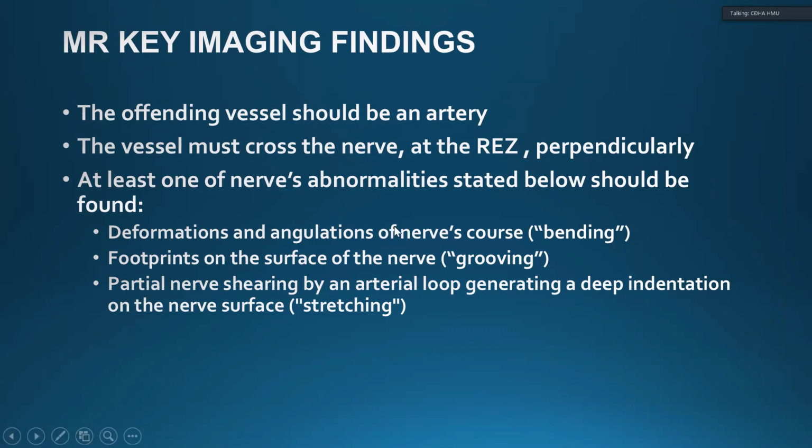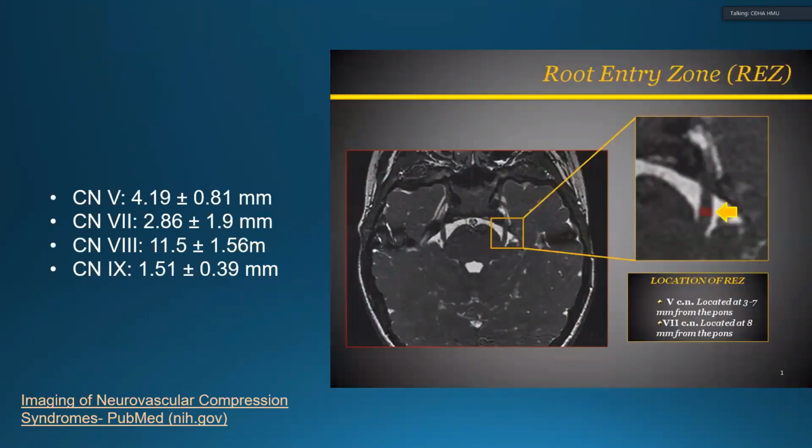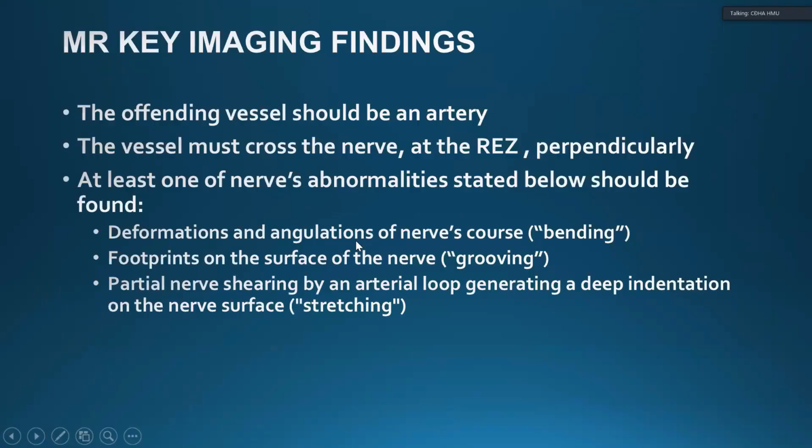when you don't see the neurovascular conflict, you should pay attention to other abnormalities of the nerve, for example, the neuritis or the schwannoma, for example. It can be the cause of the clinical symptom.